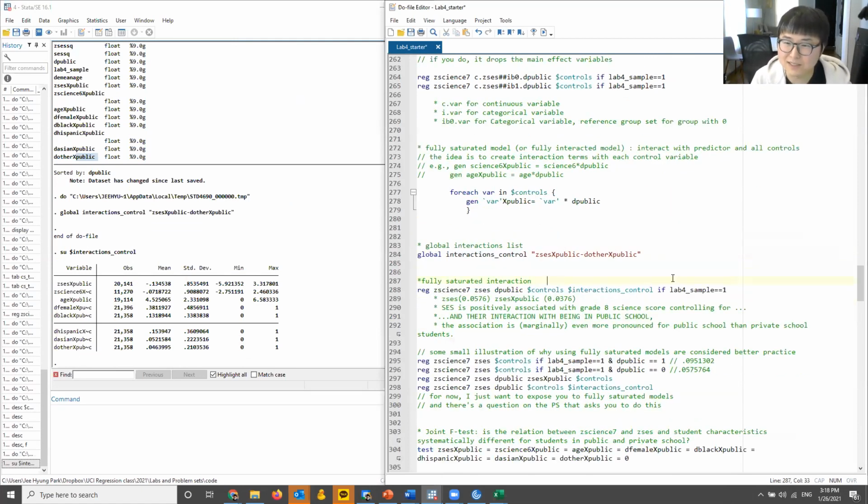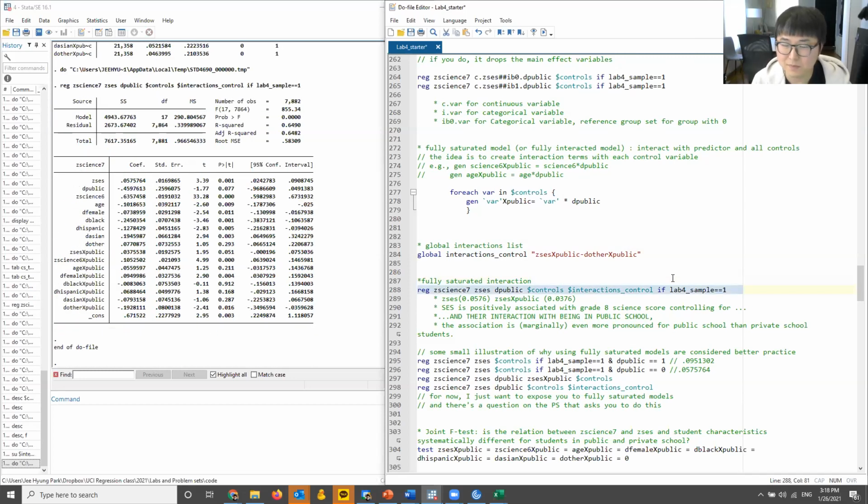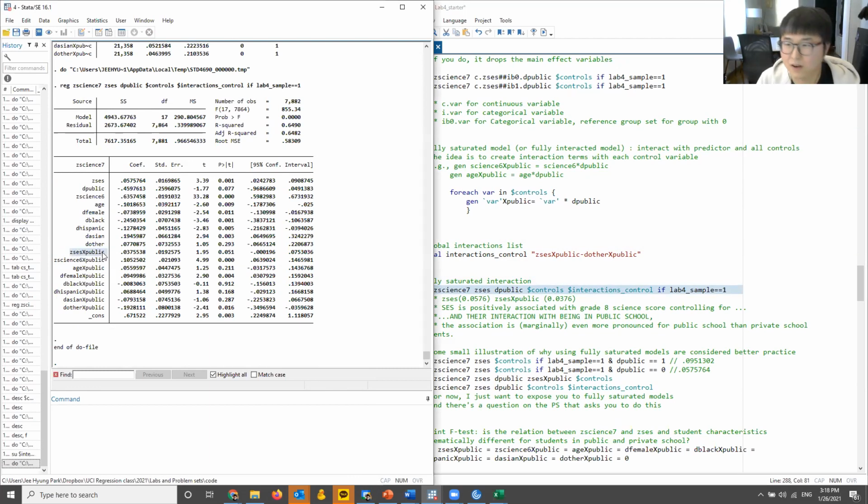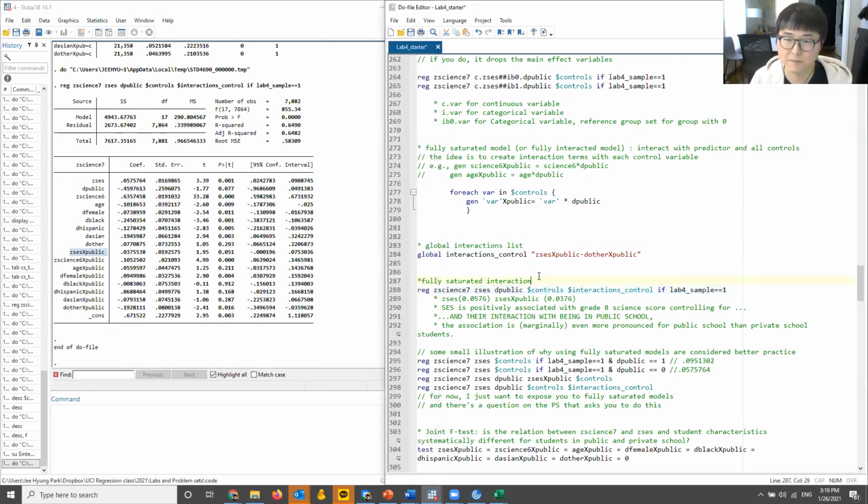So now we run a fully saturated model, regressing Z science on ZSES, on D public, all of our control variables and interaction controls. You can check our primary interaction of interest here, just because of the ordering of the data. And of course, you can change this. Okay.